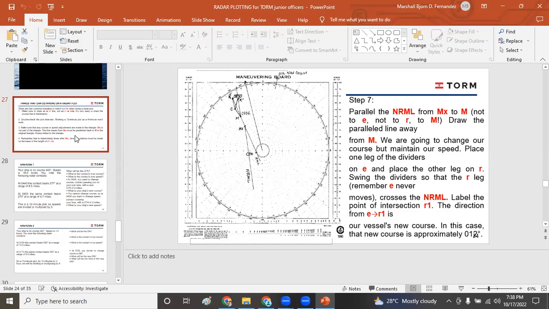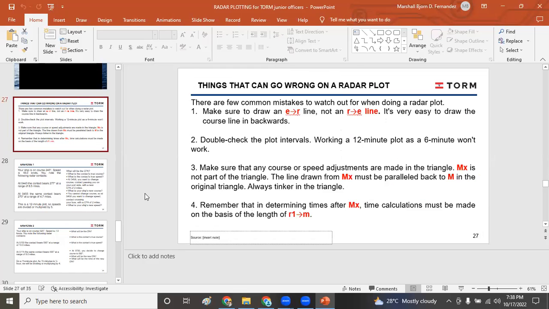Please write this down or screenshot this one. Things that can go wrong on a radar plot. Number 1, make sure to draw an E to R and not an R to E line. Number 2, double check the plotting intervals. It can be a 12-minute rule, a 6-minute rule, or even a 15-minute rule, gentlemen. Number 3, make sure that any course or speed adjustments are made in the triangle. MX is not part of the triangle. The line drawn from MX must be paralleled back to M in the original triangle. Always work in the triangle.